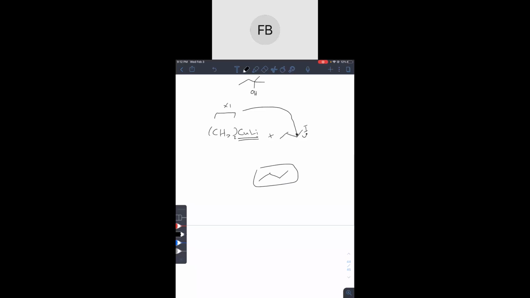Okay. And I know this is a little bit confusing, so I'm going to repeat it in just a second. So here's another example. Again, we have brackets, and I'm going to change it up a little bit. Let's say we have CH3, CH2, and there's two of them, and then there's CuLi.